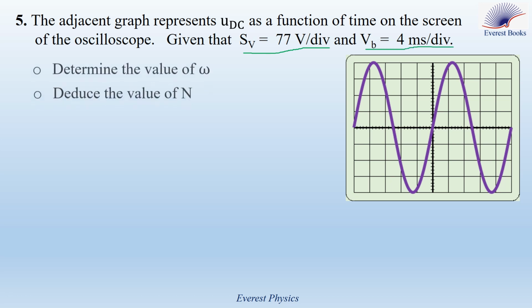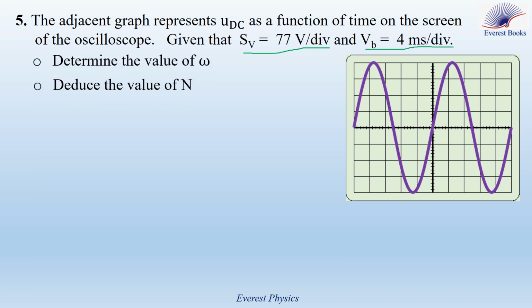Questions: determine the value of the angular frequency omega of the rotation, and then deduce the value of the number of turns n of the coil. Let's determine the value of omega. To determine the value of omega, we have to determine the value of the period of the rotation T. So that T is given by this formula, T equal x times Vb, where x is the number of the horizontal divisions measured over one cycle.